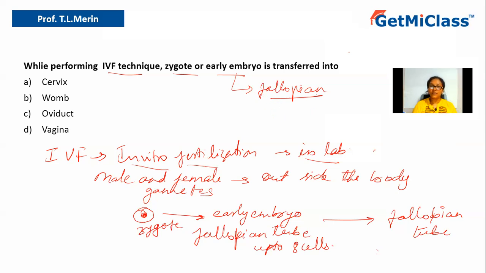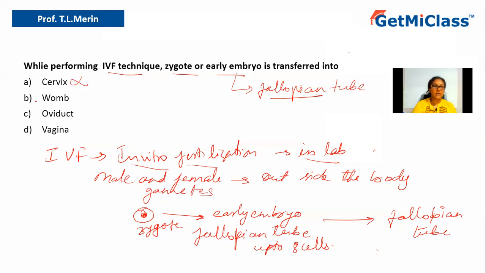So that is why, at this stage, if you have to transfer, then it has to go to the fallopian tube, not to the uterus. So remember that. Option A says cervix, so not cervix at all, because it is a very early stage. If it is the later stage, it will go to the uterus. If it is early stage, it will go to the fallopian tube.